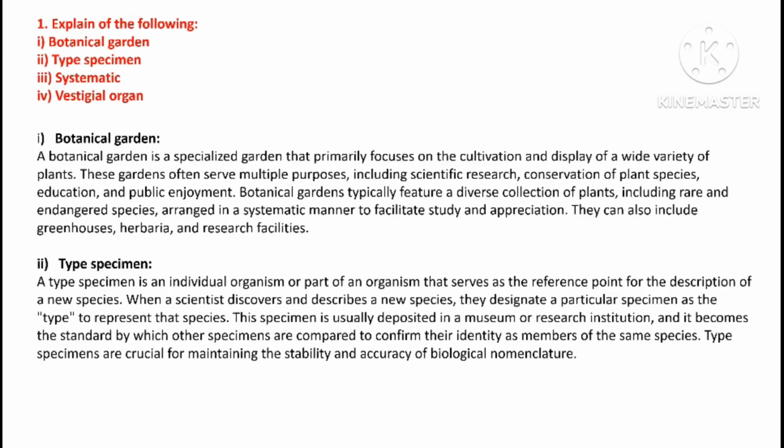Question number 1. Explain the following: botanical garden, type specimen, systematic, vestigial organ.